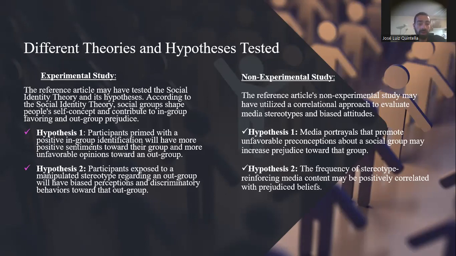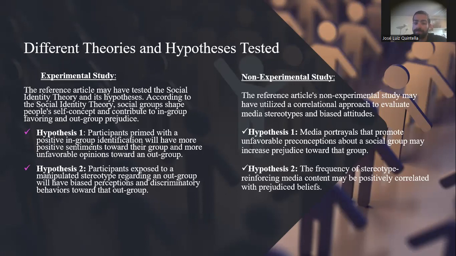Hypothesis number 2: participants exposed to a manipulated stereotype regarding the out-group will have biased perceptions and discriminatory behaviors toward the out-group. On the other hand, the reference article on the non-experimental study may have utilized a correlational approach to evaluate media stereotypes and biased attitudes.